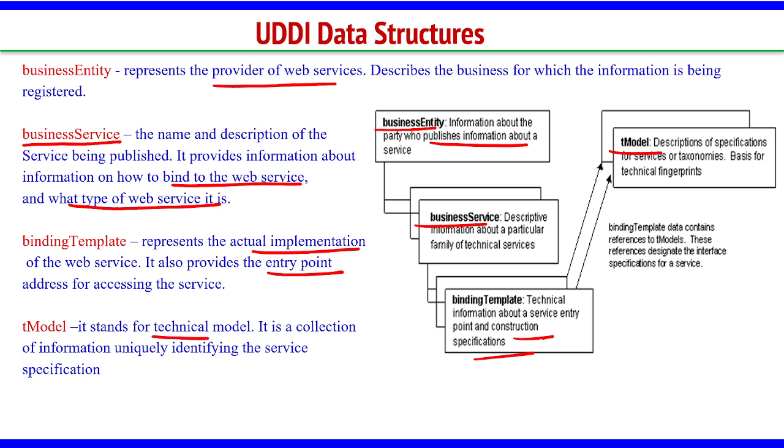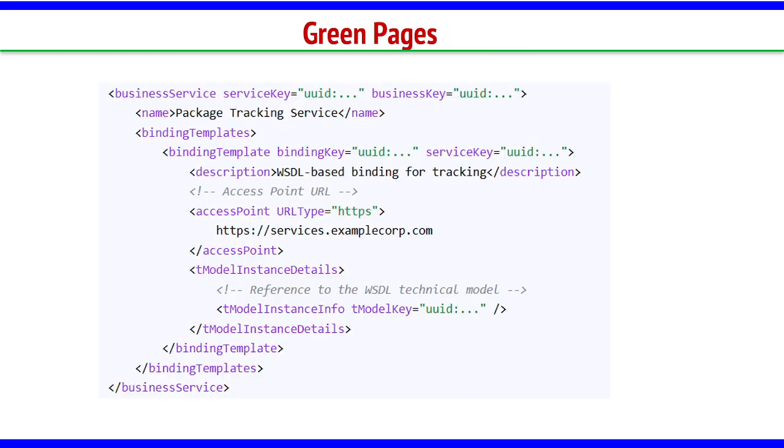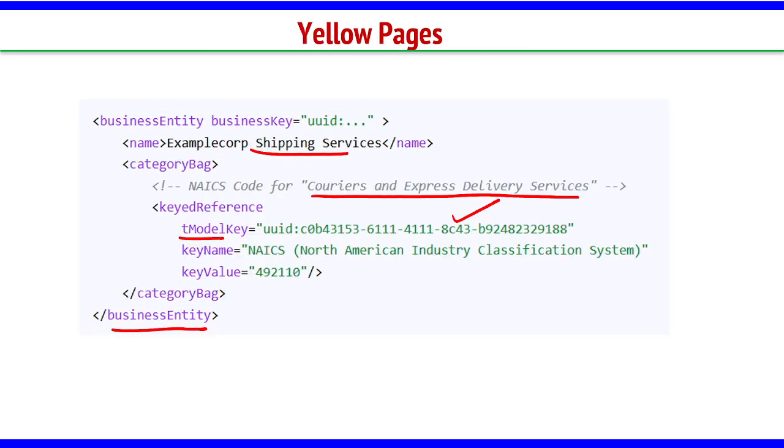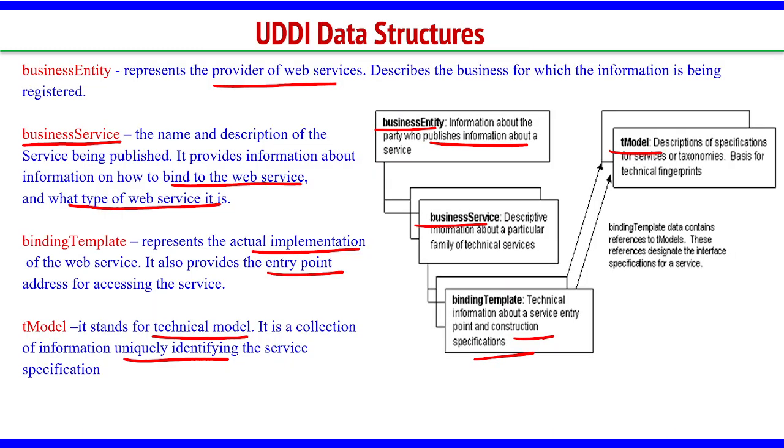It stands for technical model. It is a collection of information uniquely identifying the service specification. Okay, so to uniquely know what is the service about, that is given in T model. If you see back here, you see we are having the T model here. T model. So this is a unique key which is identifying the service, what is the service about, right? So these are 4 data structures what we use in the UDDI.